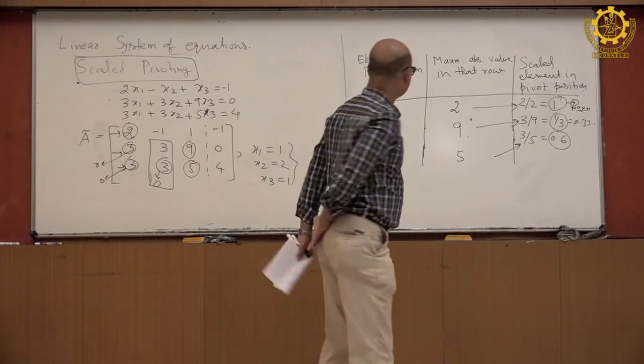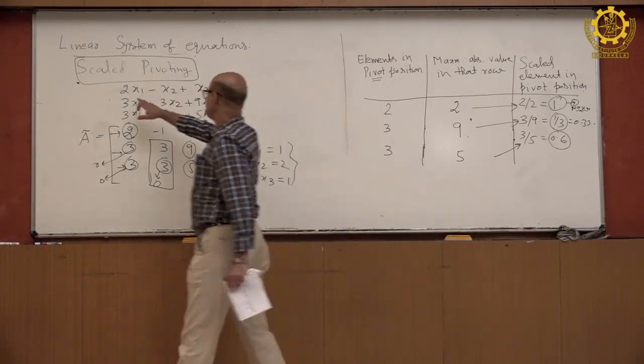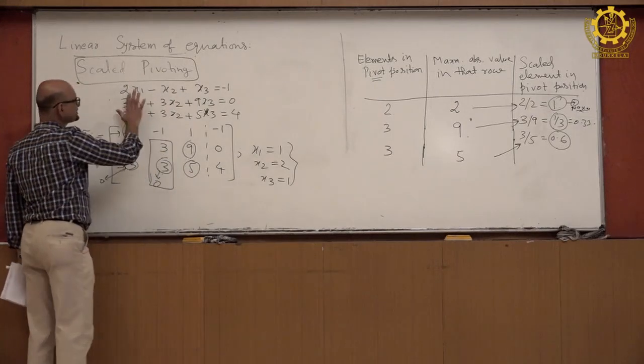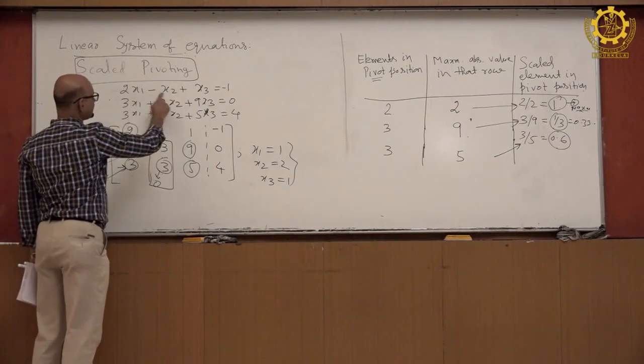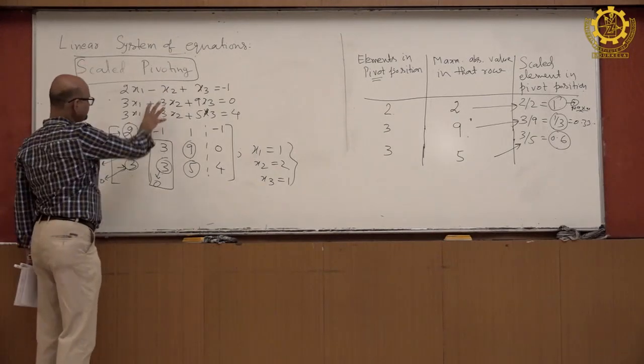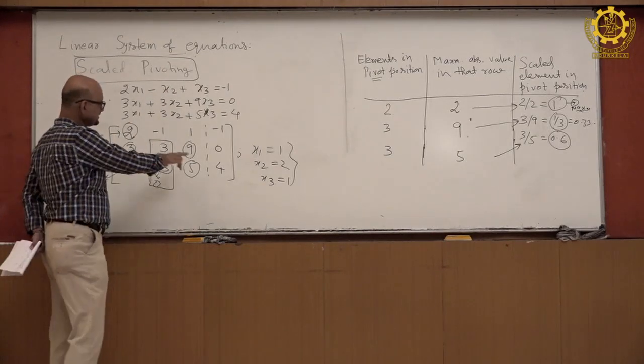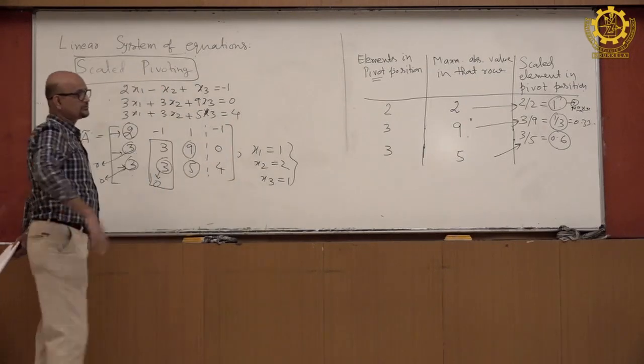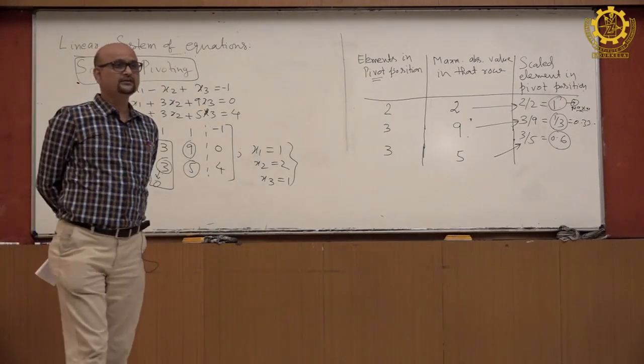So this is the answer for this problem, but again you can see that because this is a very small system with good coefficients, good means we don't have very small or very large numbers here, it is a well conditioned system, so you will get the same result whether you apply the pivot technique or not.